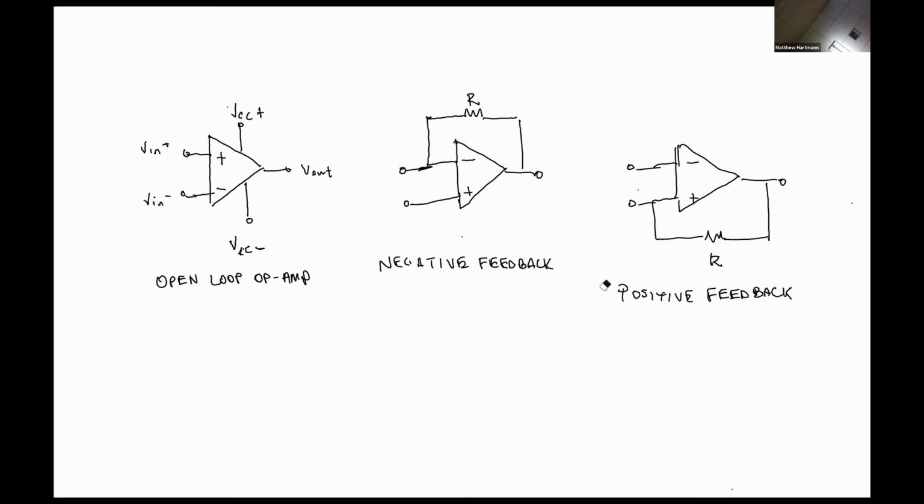Before we jump ahead and start playing around with stuff, I guess, does the resistor placement make sense to you for negative feedback versus positive feedback versus open loop?